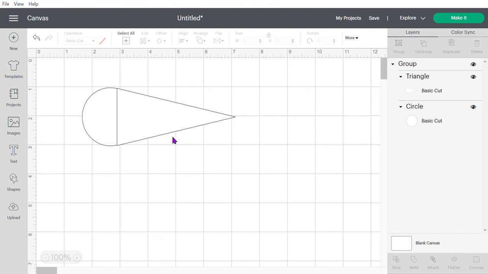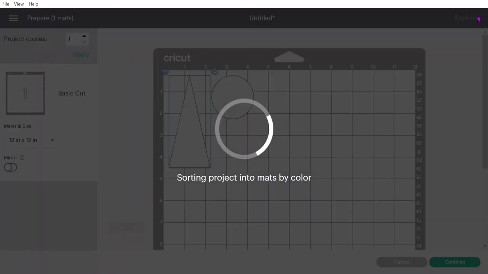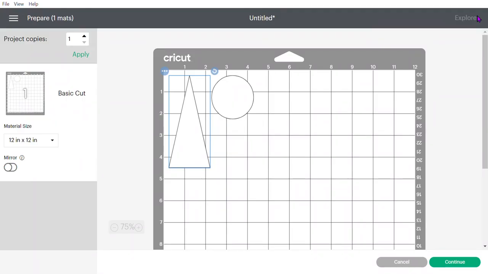Not highlighted. Highlighted. If you notice, when I do that, they both are highlighted at the same time, but they are still completely separate entities because they're grouped together. You can see the little indent, so it shows you the triangle and the circle in that group. Now, we go over to make it, and it looks exactly the same as it did before we hit group. That's because group only affects what is on the canvas. We're going to cancel out of that.